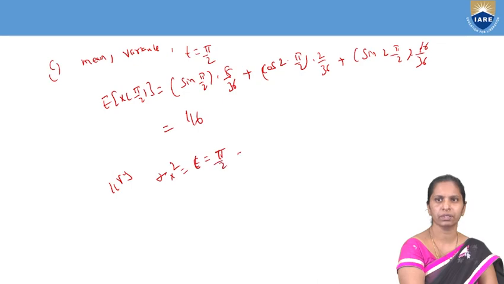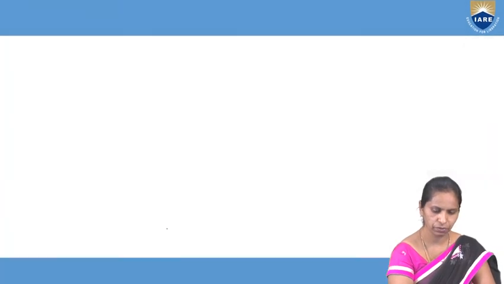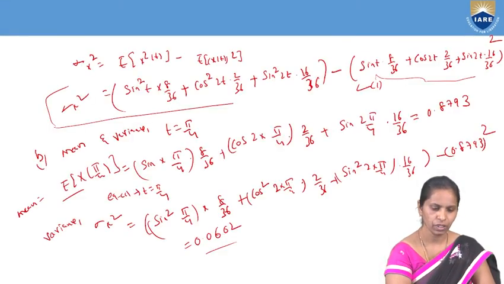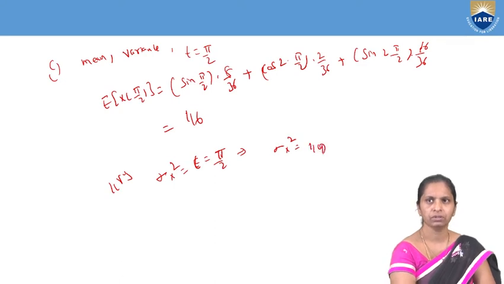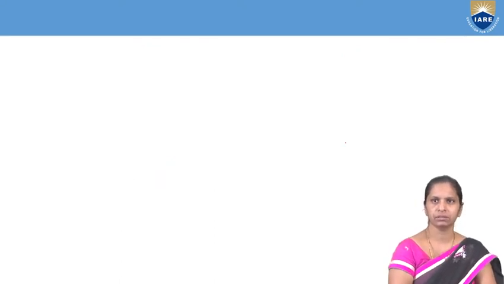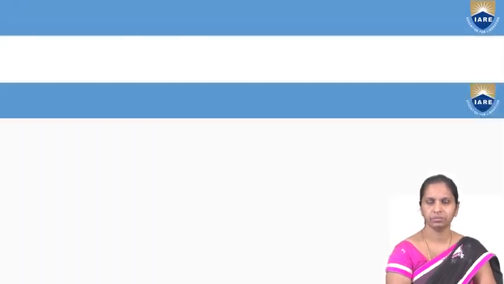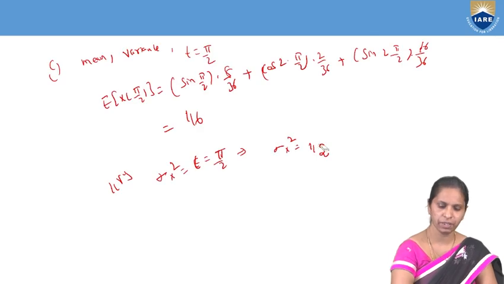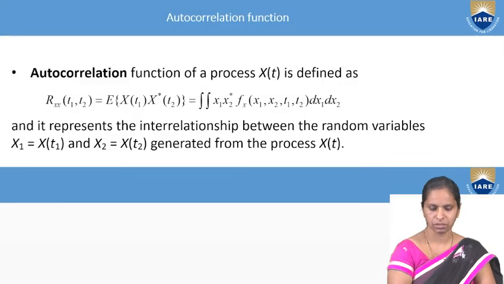At t equals pi by 2, what is the variance I'm going to get here? In this equation, replace t by pi by 2, then you are going to get the variance at t equals pi by 2. So the value is 1 by 2, or 1 by 4. So 1 by 4 is the answer here. So like that, I can calculate the mean and variance of any random process x of t.